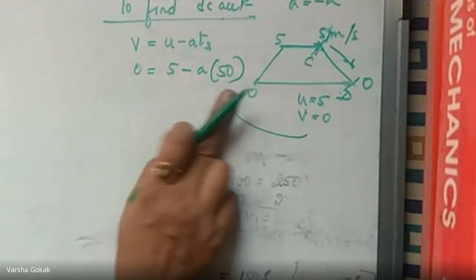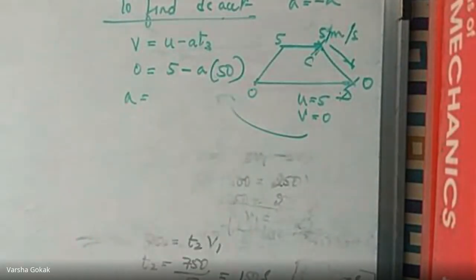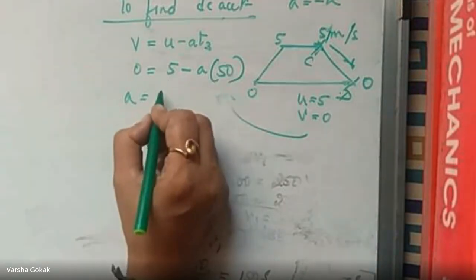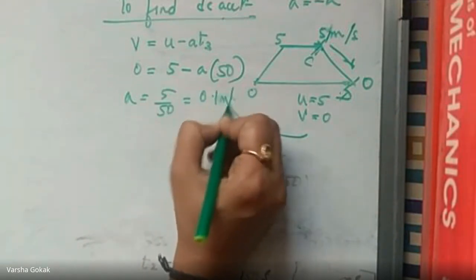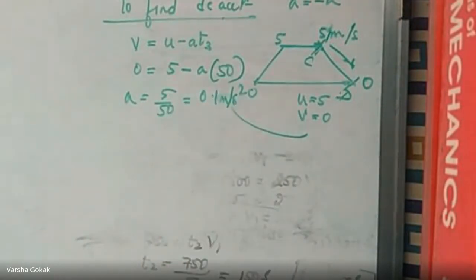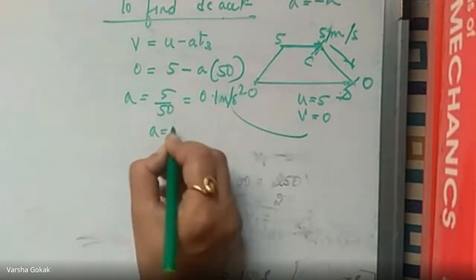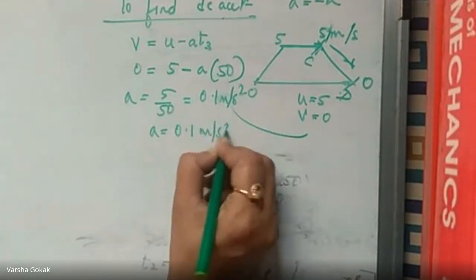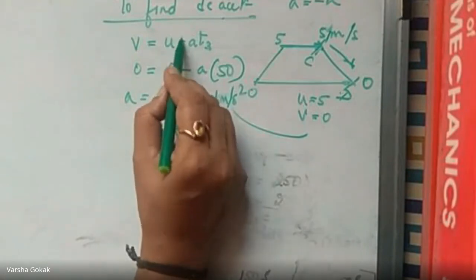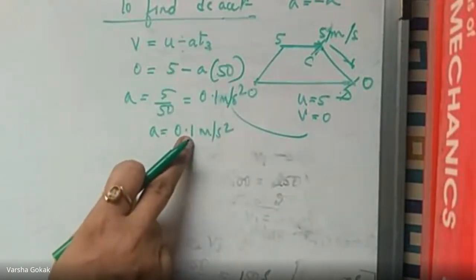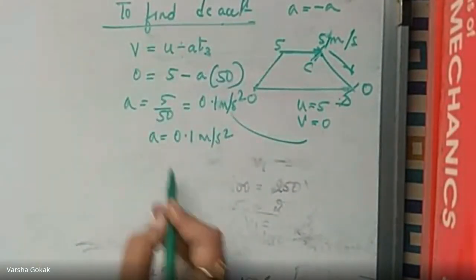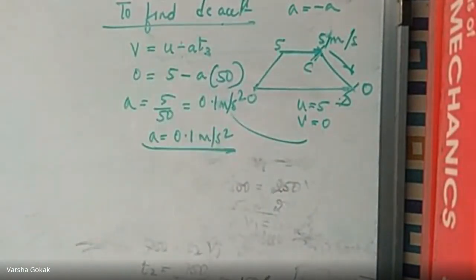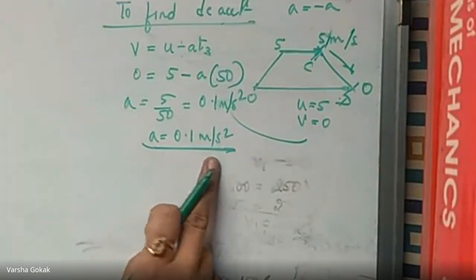T3 we have found 50. From here, what is the value of A? 5 by 50. That is 0.1 meter per second square. So deceleration value is 0.1 meter per second square. If I don't use this minus sign and I use this plus sign, I will get minus here, indicating it is deceleration. But because I knew it is deceleration, I substituted only with the minus sign. So it's okay if I get it as plus 0.1 meter per second square.